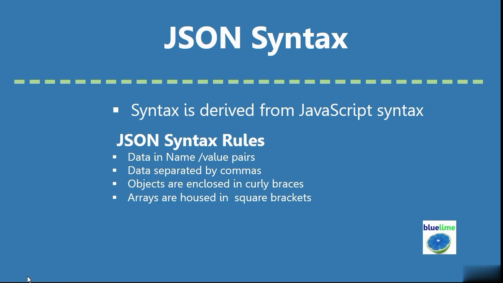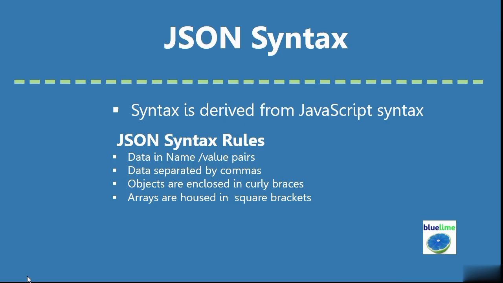The data in JSON must have a name paired value. That is, the name object must have a name, and then it must also have a value. So they must be in pairs. The data is separated by commas. So where you have several pairs, you separate them with a comma. The objects are enclosed in curly braces. So whereby you have objects defined in your JSON syntax, you must enclose them in curly braces.